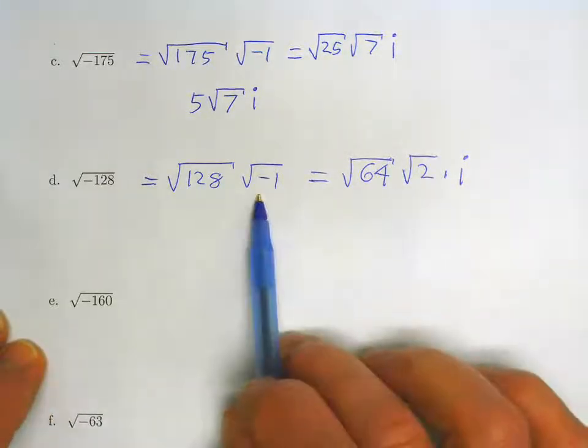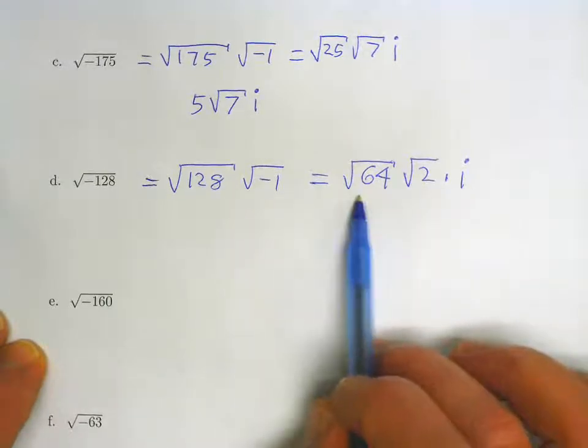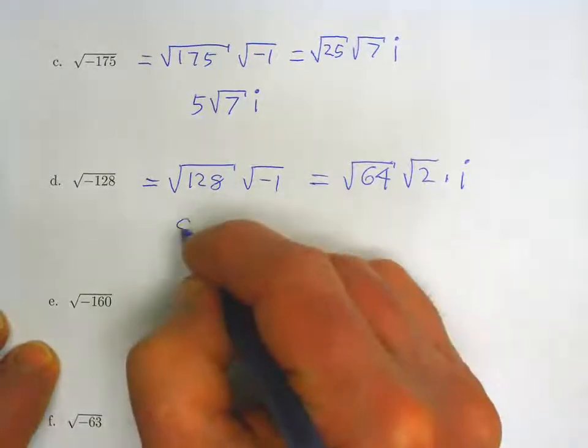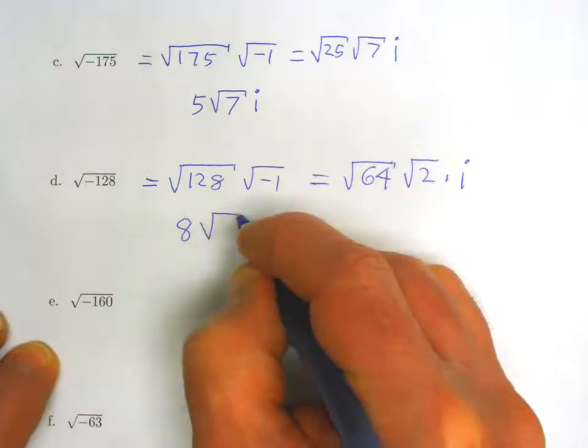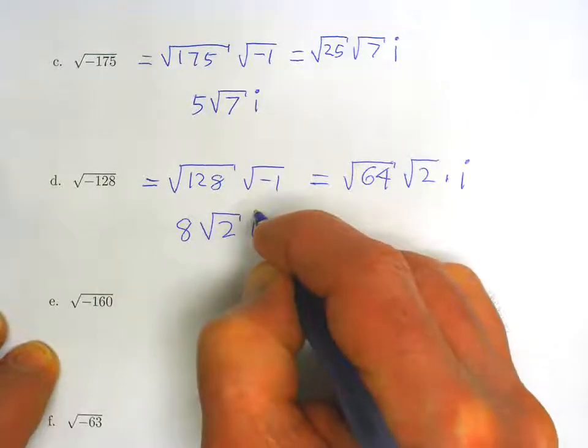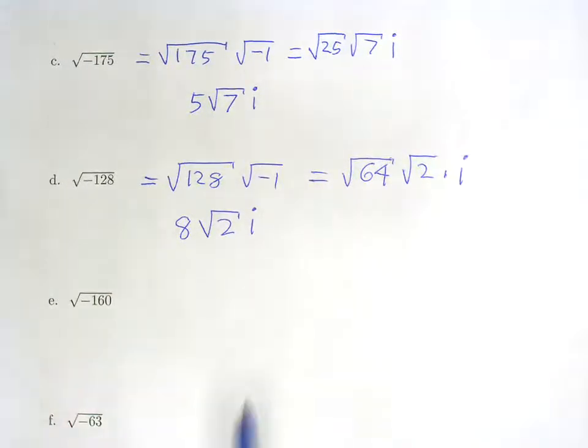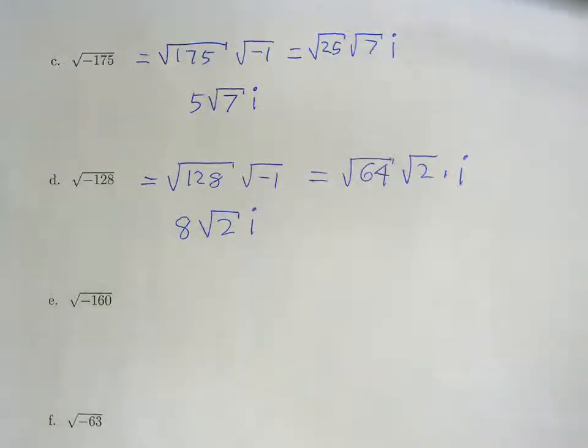And I replace the square root of negative 1 with i. And then finally, the square root of 64 is 8. So we have 8 times the square root of 2 times i. Okay, so that's a pretty good sample of square roots of negatives.